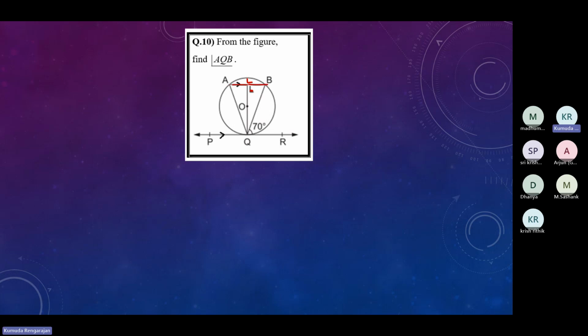So in the two triangles, AL of this triangle is equal to BL of this triangle. 90 here, 90 here. And then LQ is the common side. SAS, they are congruent. CPCT equal. So 20, 20, 40.